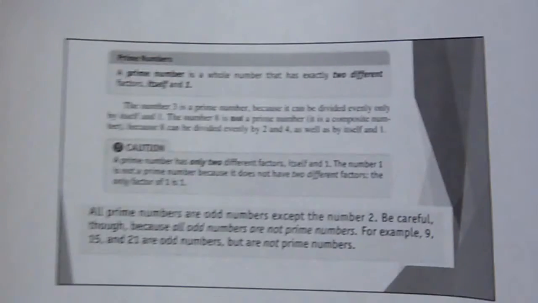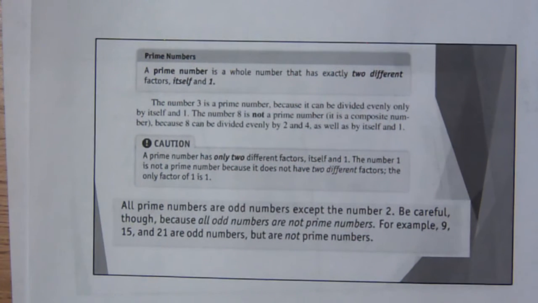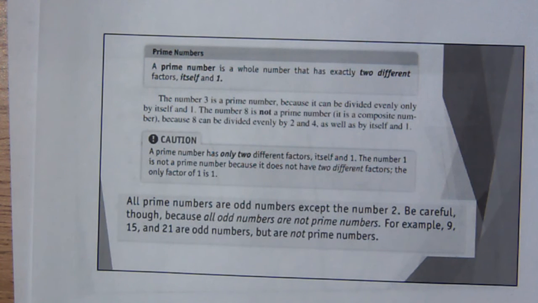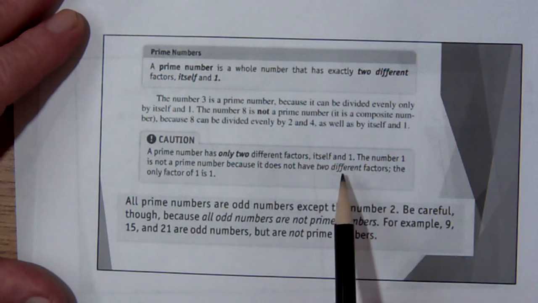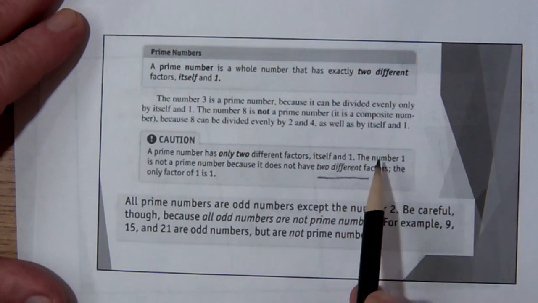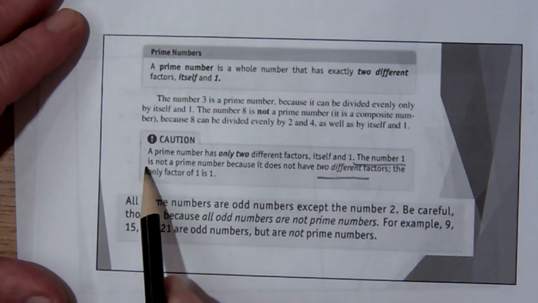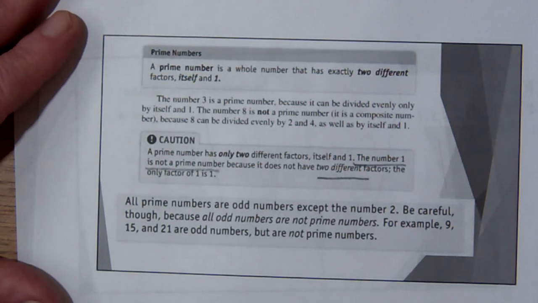Now, of special importance are the prime numbers. A prime number is a whole number that has exactly 2 different factors, itself and 1. That's the only way you can factor. So 3 is a prime number, because 3 and 1 is the only way to get 3, but 8 is not a prime number because you could take 2 times 4. Now 1 is not a prime number because 1 does not have 2 different factors. So one should remember that.